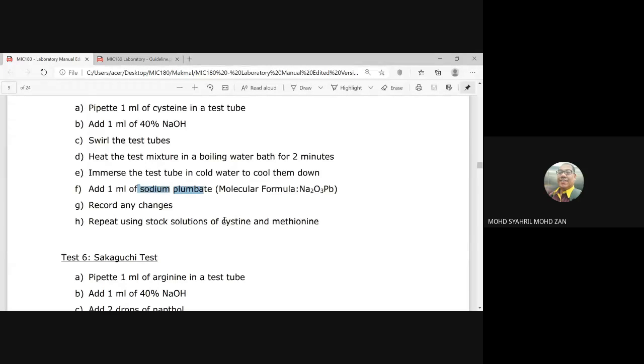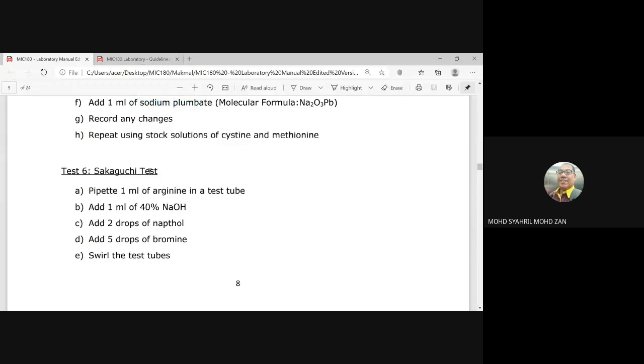Okay. Last one will be your Sakaguchi test. It's very simple. Pipette 1 ml of arginine in a test tube. Add 1 ml of 40% sodium hydroxide. Add 2 drops of naphthol, 5 drops of bromine, and swirl the test tube. So make sure you get the changes. All right.